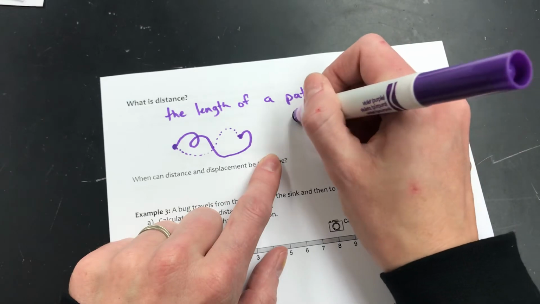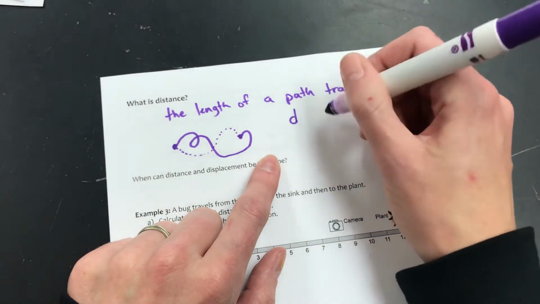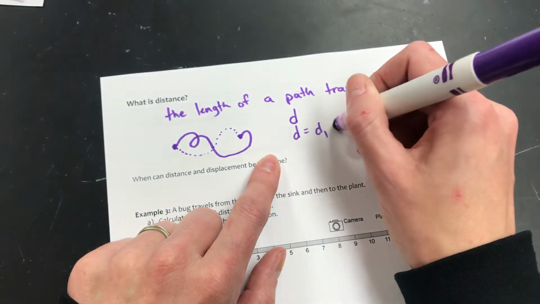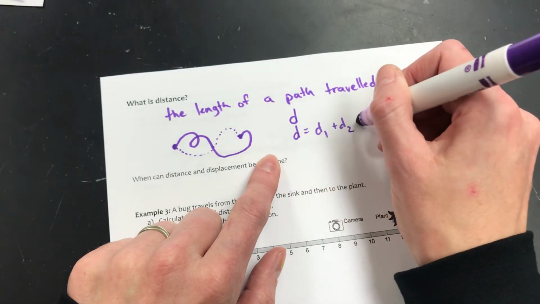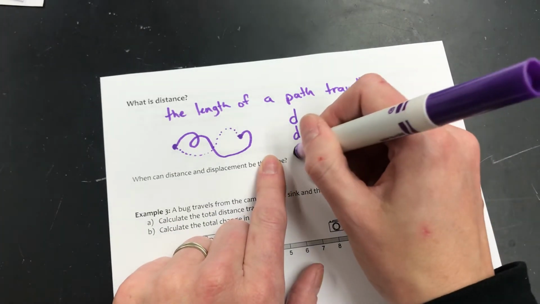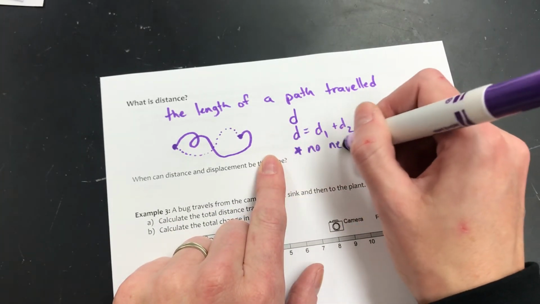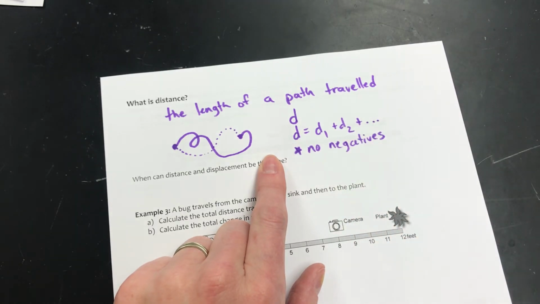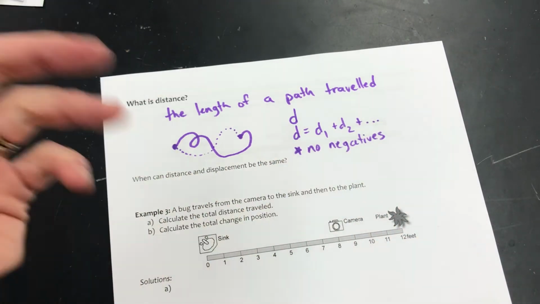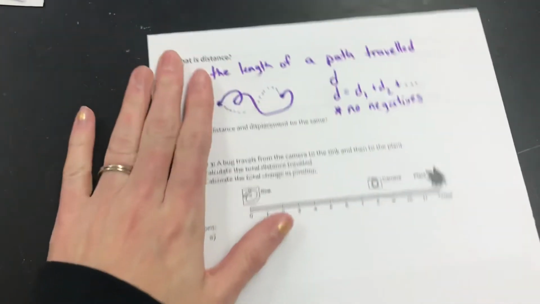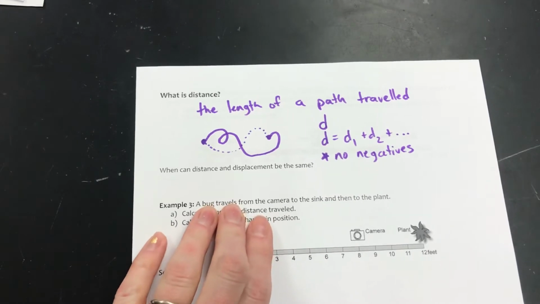We use the letter D for distance, and if you're trying to find the distance, you might have to add up little pieces of distances. Depending on what you have to look at, you could add up all the pieces and you would end up there. We don't use any negatives. Distance doesn't care what direction you're going, it's just the length of the path. We could turn the path this way and it would still be the same answer.